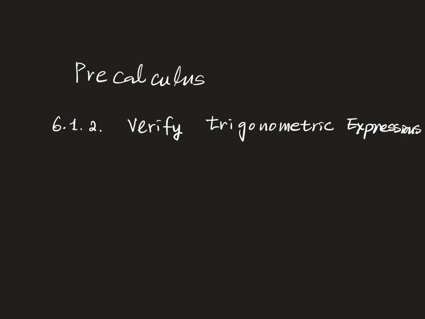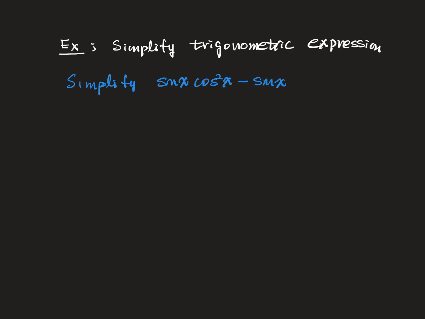This is pre-calculus. In this section, we're going to use fundamental trigonometric identities to verify trigonometric expressions. In previous videos, we talked about the fundamental trigonometric identities: reciprocal identity, quotient identity, and Pythagorean identity. We're going to use them to simplify trigonometric expressions. Let's start with a simple trigonometric expression by using the identities.